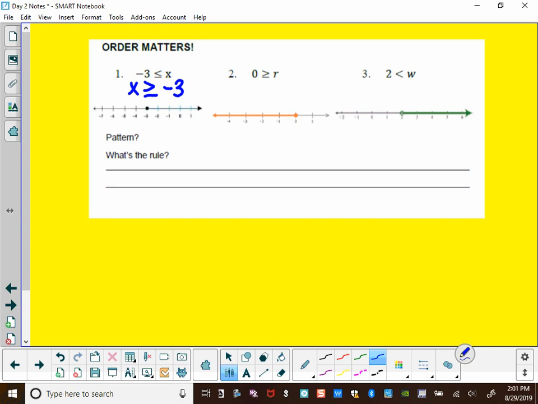All right, for the second one, that one's good, right? Sound good? Is it? No. No, my variable's still on the other side. So do you guys see how if you look at it like this, it doesn't really match? Like if you look at the inequality, it looks like it wants you to shade to the left, right? But that's not what it's saying. This is saying that r is less than or equal to 0.